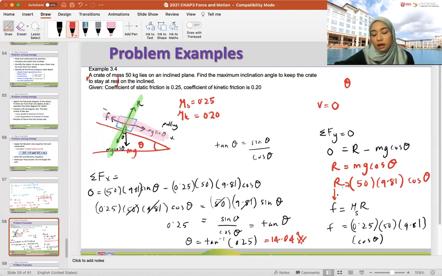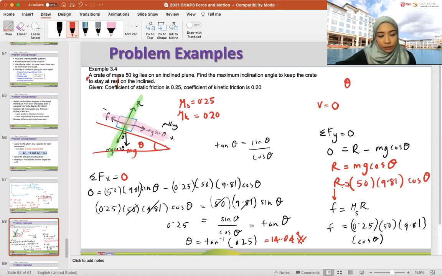Friction is mu s R. So we use the coefficient of static friction, 0.25. This is the info given, times with R. R is 50 times 9.81 times cosine theta. We still don't know what is the theta. Kita tengah cari. And then we know that this box is supposed to not move. Therefore, acceleration equals to 0. Therefore, it is in equilibrium. Therefore, F net is equal to 0. So this guy is equal to 0.